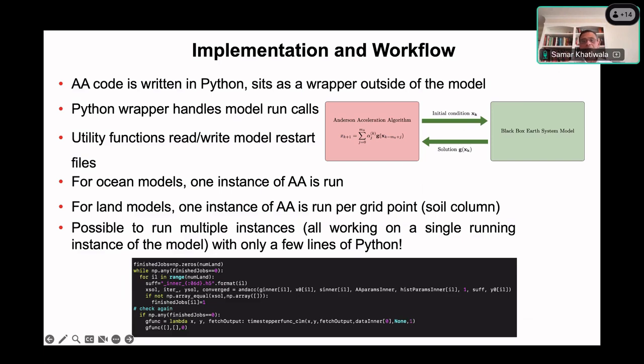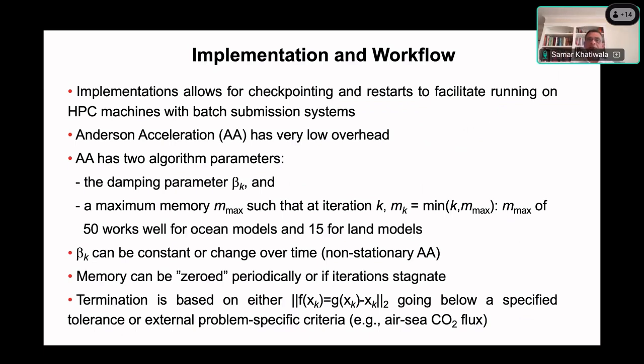As shown by this little snippet of Python code. This is basically what we use to run Anderson on Joules, for instance. So we're running thousands of instances of Anderson on a single instance of Joules that is running like it typically does, and you're spinning up individual columns independently of each other. The implementation allows for checkpointing and restarts because you want to run these on big supercomputers. That's kind of necessary. The Anderson acceleration algorithm itself has extremely low overhead.